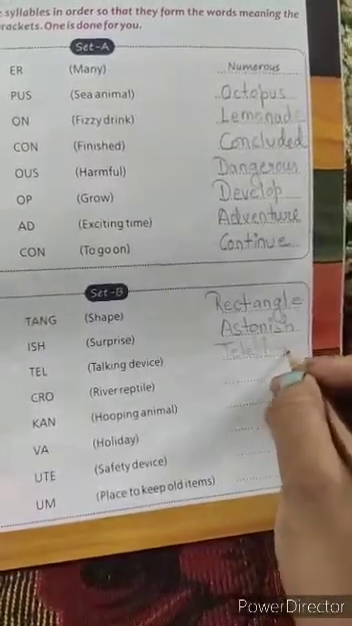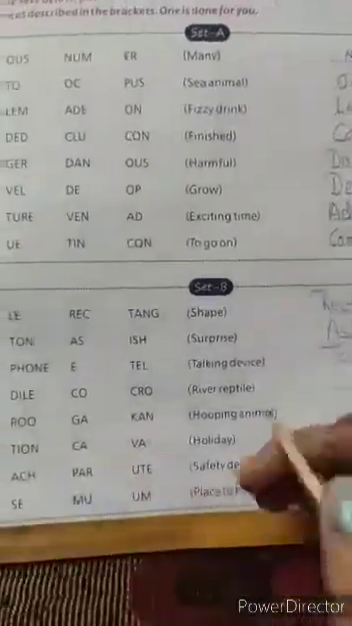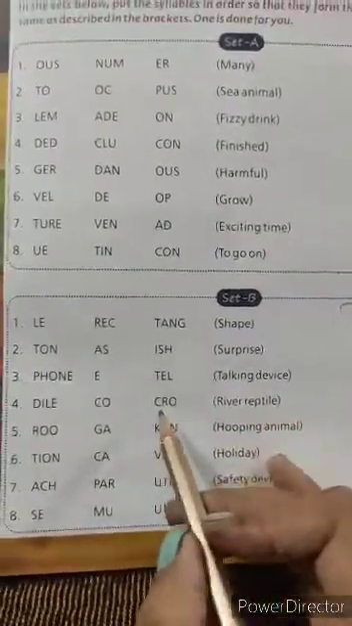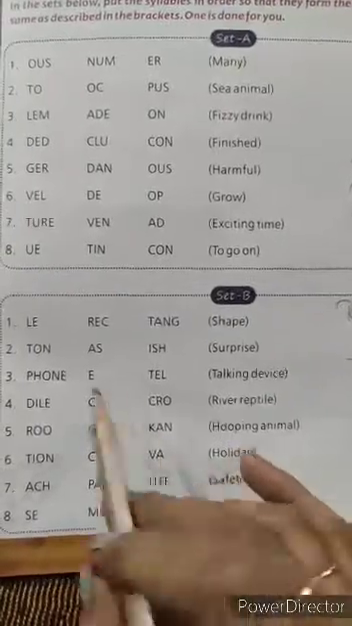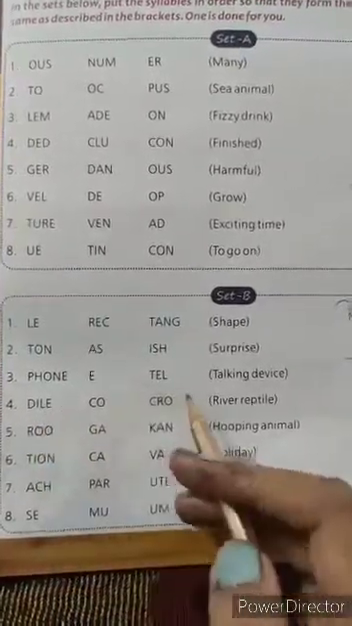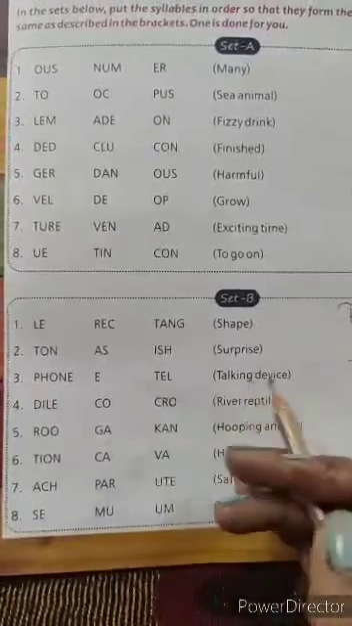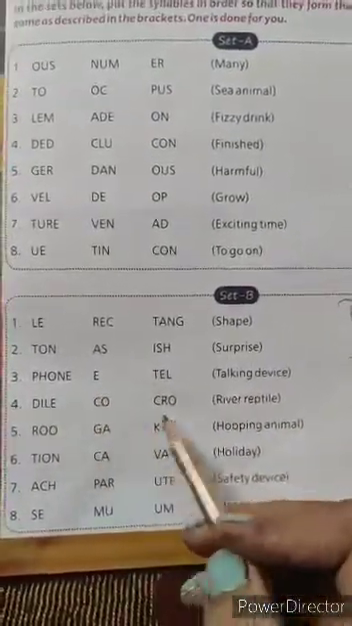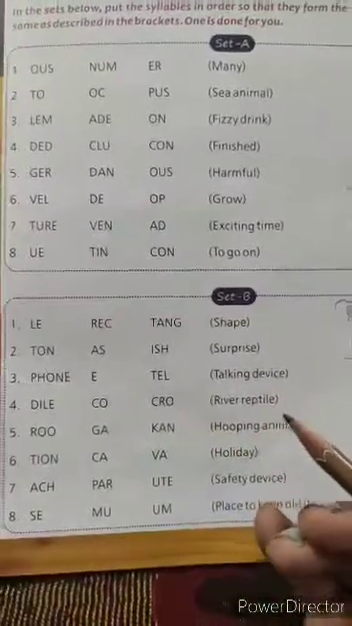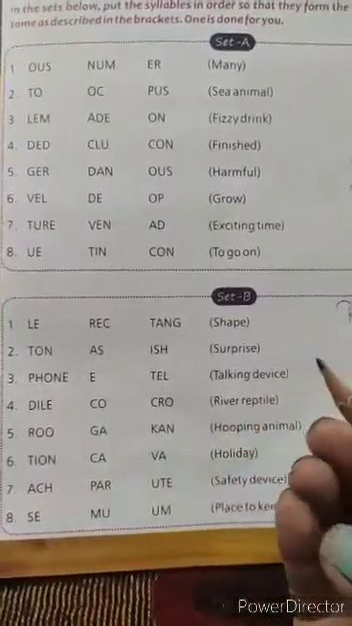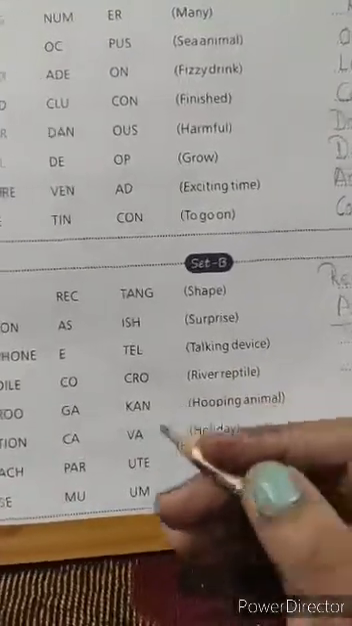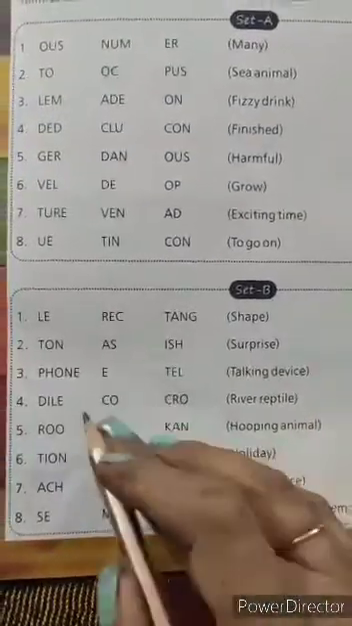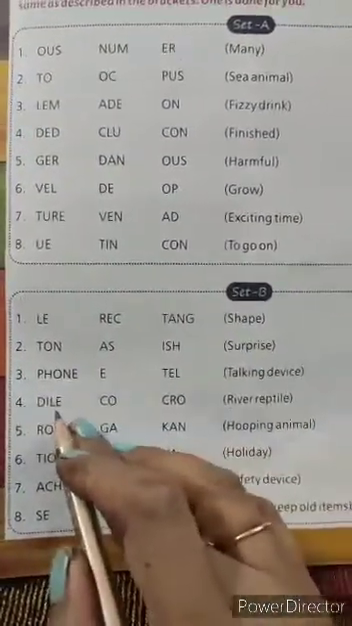Okay. Now, river, reptile. Crocodile. Here you are thinking that, ma'am, it's so simple, we can form the word, but students, with these words, you can learn the pronunciation also. Means where you have to give a break, where you have to give stress, how you have to pronounce, you can learn by syllable. Crocodile.